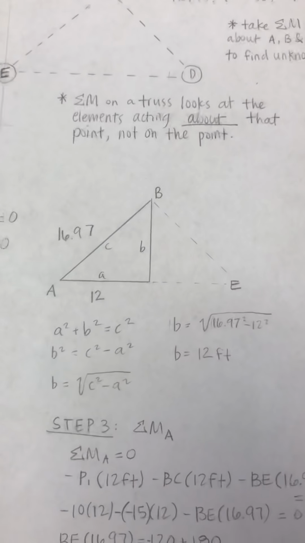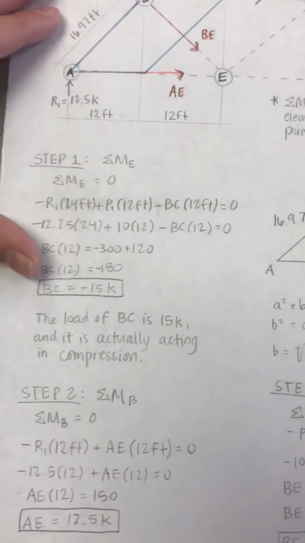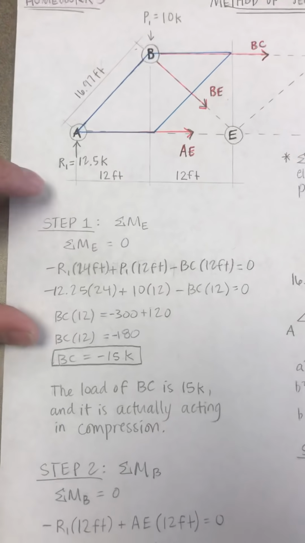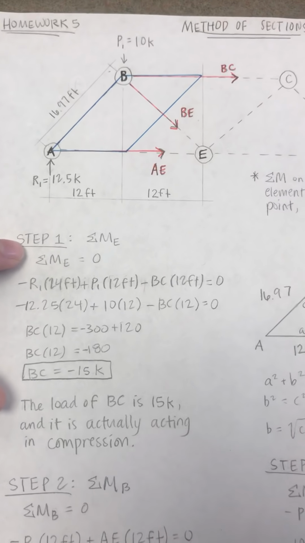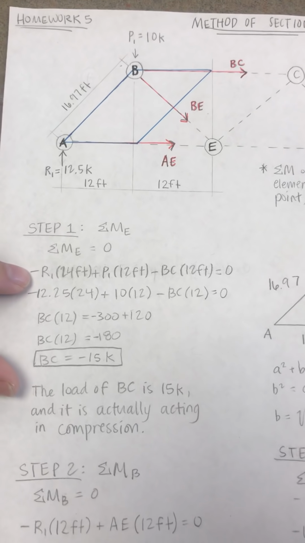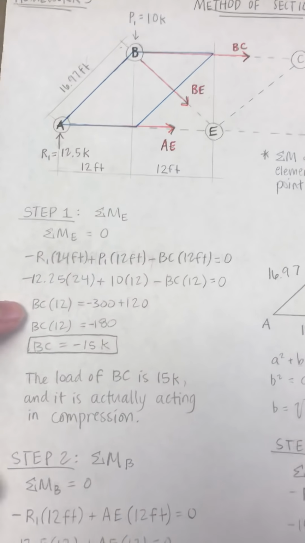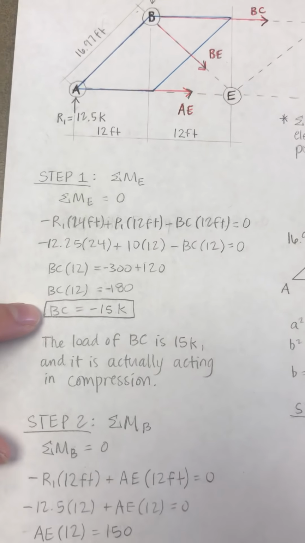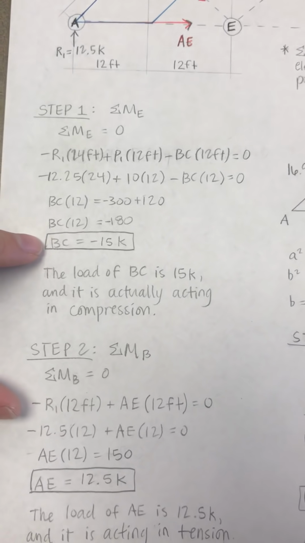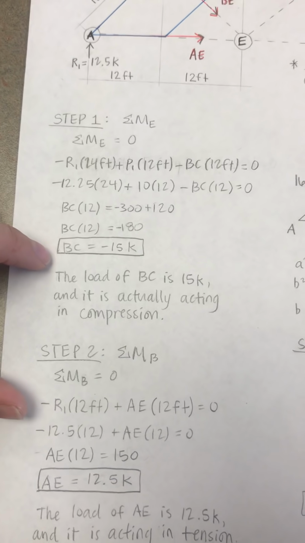But you can just solve it with Pythagorean theorem. So now you have set up your sum of the moment about E equation, and you're just going to plug in your numbers for R1 and P1 to solve for BC. It's just algebra, just like we've been doing before. Now when we solve for BC, we see that it becomes a negative number.